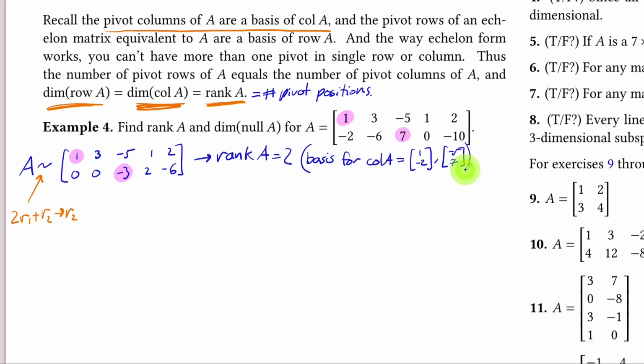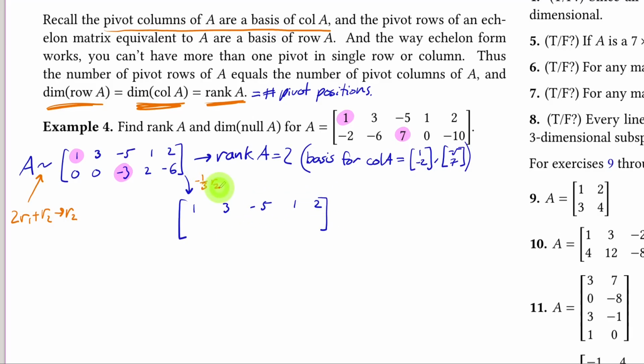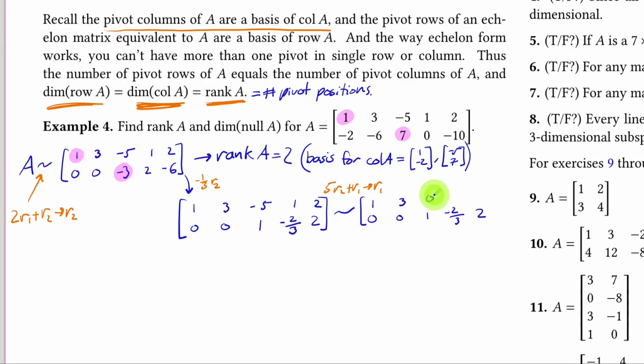So to get a basis for the null space, we're going to be using the standard method from section 1.4, where we get this all the way to reduced echelon form. To do that, let's scale row 2 by -1/3, like so. And then we can use row 2 to clear away this -5 here. So we're doing 5 row 2 plus row 1 to replace row 1.